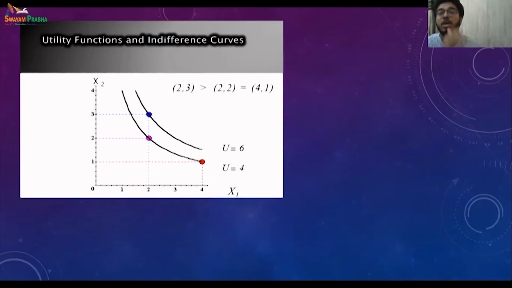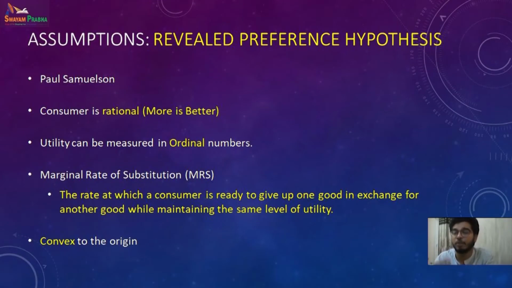Here we will discuss marginal rate of substitution. Marginal rate of substitution between two commodities, X and Y, gulab jamun and rasgulla, apples and oranges, whatever it is, is nothing but the rate at which a consumer is ready to give up one good in exchange for another good, while maintaining the same level of utility, most importantly. So they are moving on the same indifference curve.